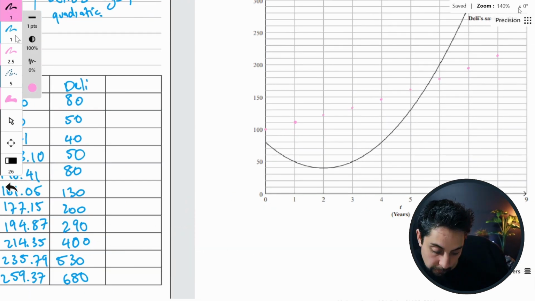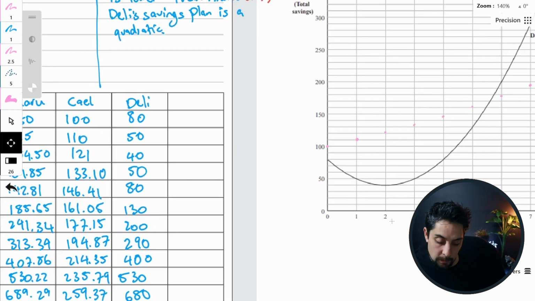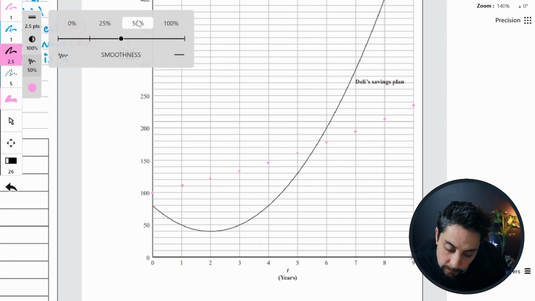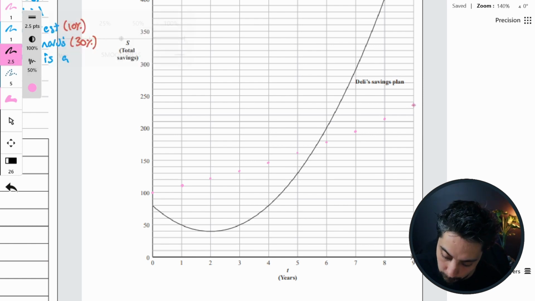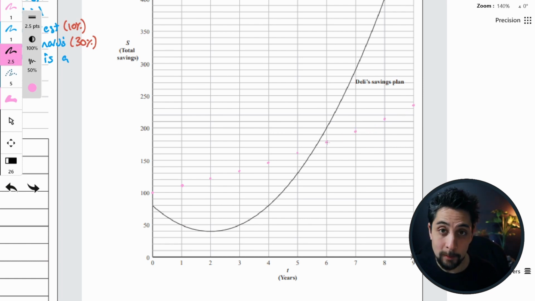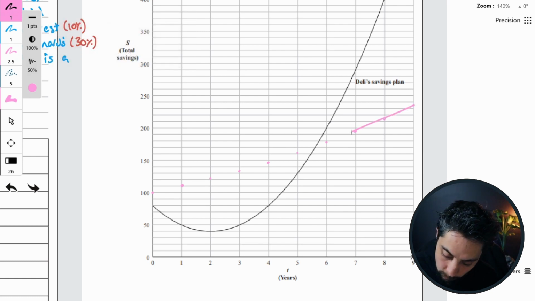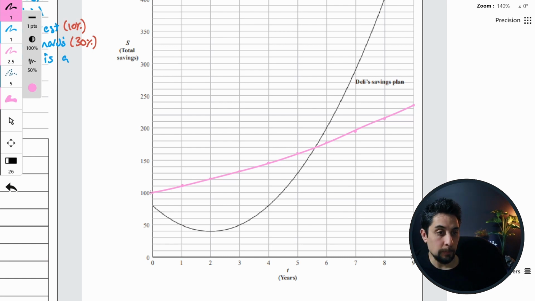Okay, so that is Kale's graph. Let's draw a nice straight line that joins all of this together. And by straight, I don't mean with a ruler. I mean join the dots with a nice smooth line. Let's see how well I can do that. Not a very great start. I'm actually going to go down to here. There we go. That's not a bad line for Kale's savings plan.